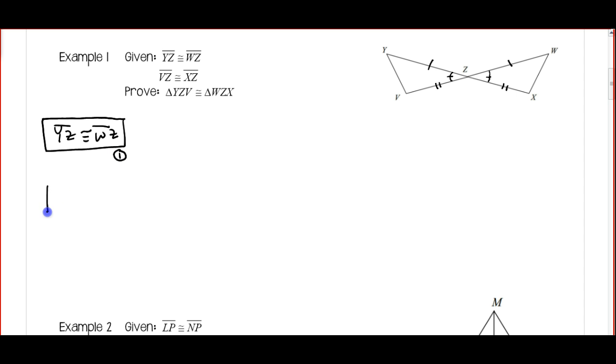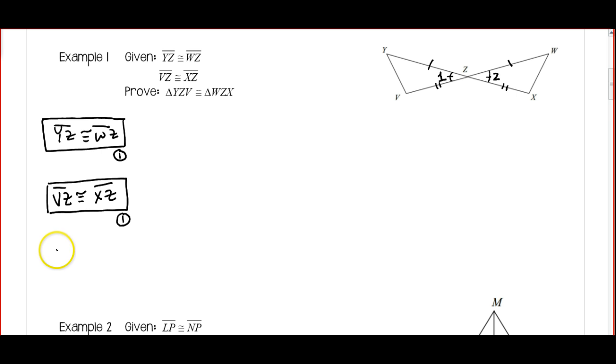And then I'm going to put my other given over here, VZ congruent to XZ. And that's also going to get a number 1. Maybe you can see why that's going to work as well. And I'm going to put one more box. Again, you don't have to do this, but I like to do it just because it saves time and I don't have to worry about corresponding order. So I'm going to put a 1 and a 2. Really, you can put any numbers that you want in there.